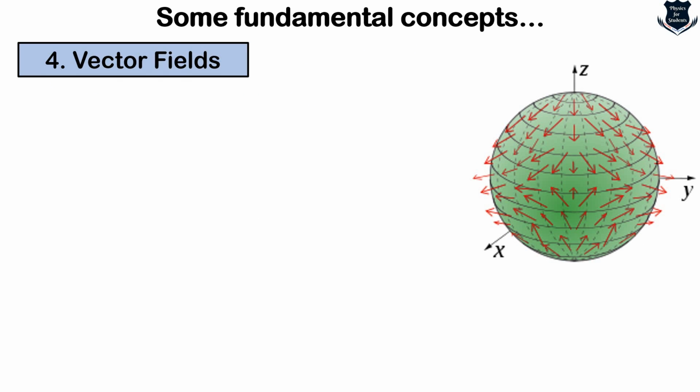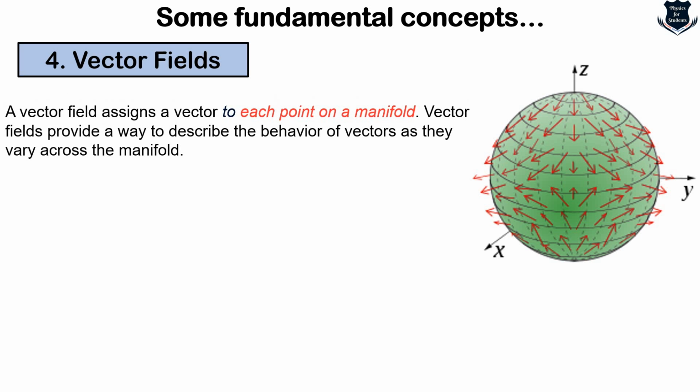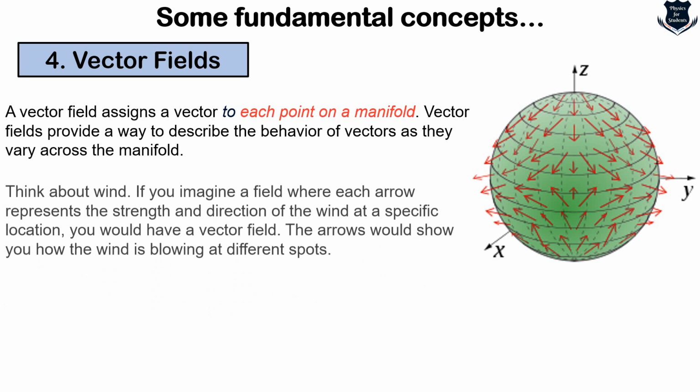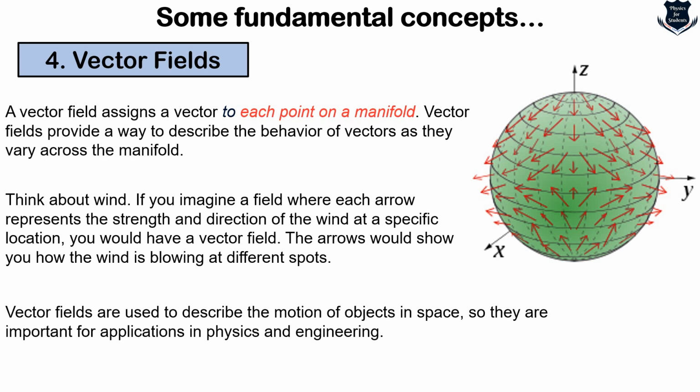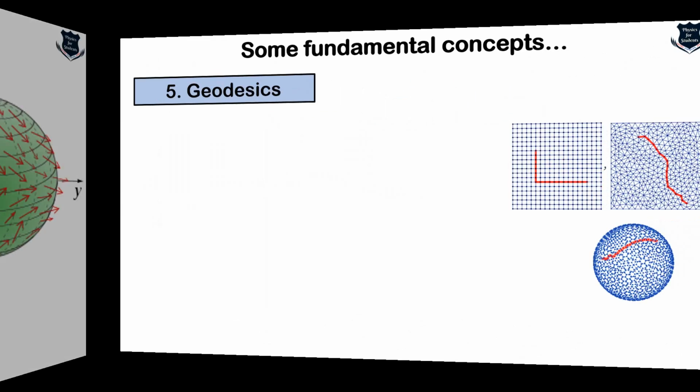The fourth point is that we all know about vectors. When these vectors are single, they have a magnitude, direction, etc. But when they come as a field or as a bundle, they are called vector fields. So a vector field assigns a vector to each point on a manifold. You can just think about wind and imagine a field where each arrow represents the strength and direction of the wind in a specific location. Vector fields are very, very important because they are used to describe motions in space and in different areas of physics and engineering.